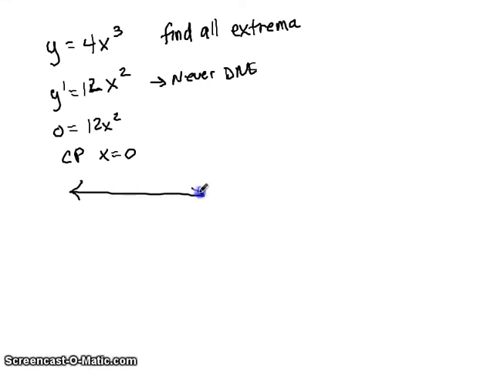So if we think about our number line, it should be y prime, but we'll keep it as f. If I take a negative number, say -1 squared is positive 1 times 12, positive. If we take positive 1 squared is 1 times 12 is positive. You'll notice that my derivative did not change. It went from positive to positive. That is going to give us what's called a saddle point. Saddle points are where concavity is going to change, but it's not a maximum or minimum.